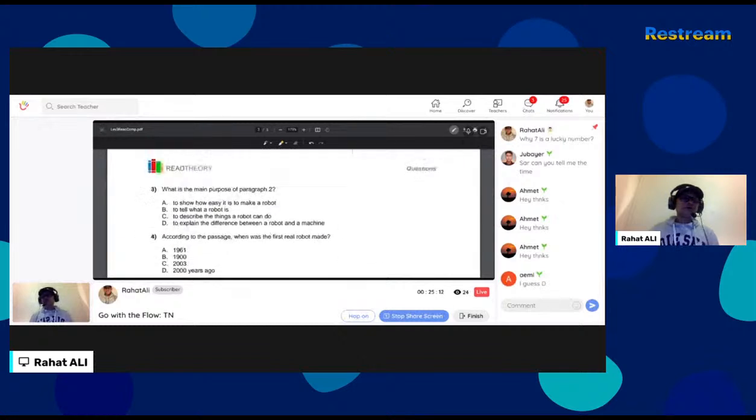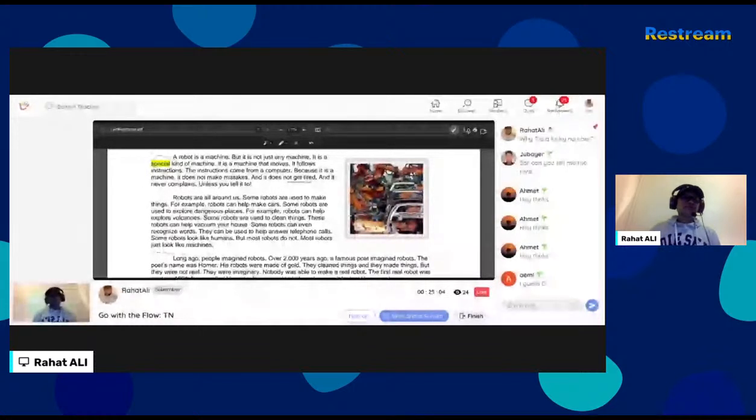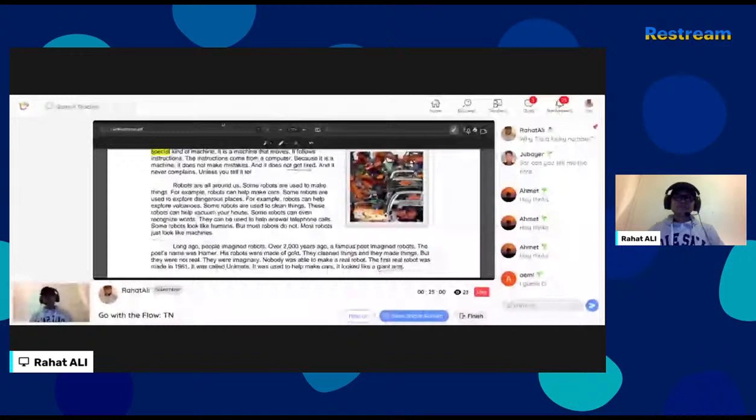Okay, number 3, what's the main purpose of paragraph 2? So what is paragraph 2? Robots are all around us. Some robots are used to make things. For example, robots can help you make cars. Some robots are used to explore dangerous places. For example, robots can help explore volcanoes. Some robots are used to clean things. These robots can help vacuum your house. Some robots can even recognize words. They can be used to help answer telephone calls. Some robots look like humans, but most robots do not. Most robots just look like machines.